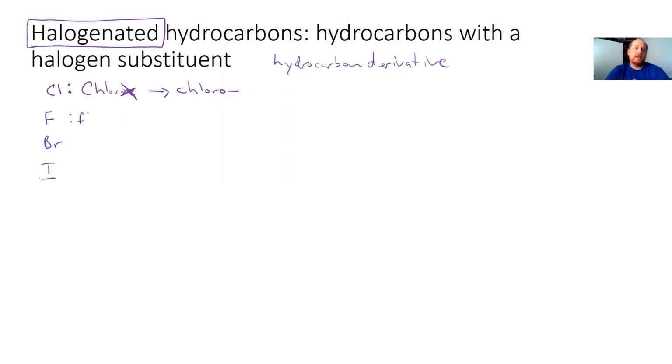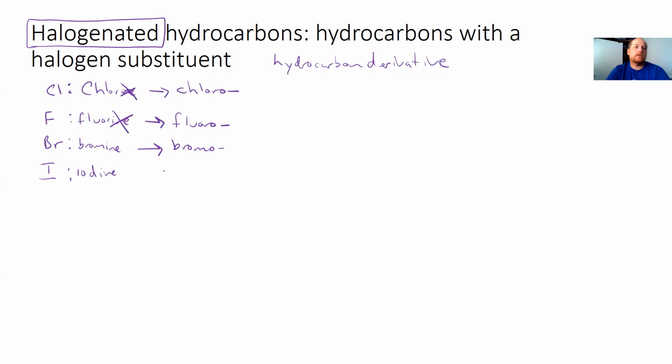Instead of fluorine, we're going to drop off the -ine and it's going to be fluoro. Similar to how we changed methane to methyl, instead of the -yl, we have an o. Bromine becomes bromo. And iodine becomes iodo.